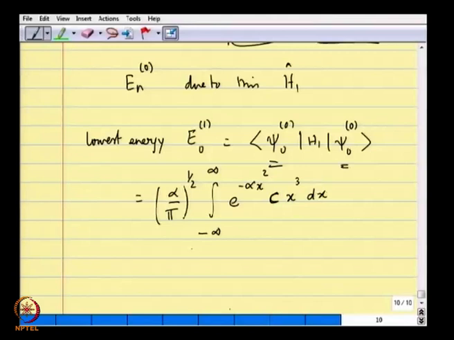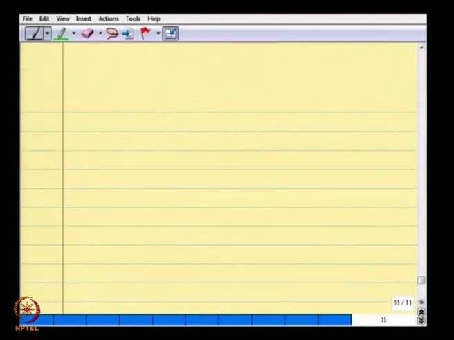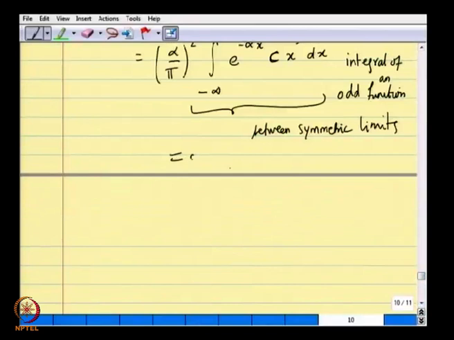Okay. This is again, by symmetry, one can say immediately that this is an odd function, the integral of an odd function between symmetric limits minus infinity to plus infinity. Therefore, the answer is that this integral is 0. There is no first order correction, no first order correction.